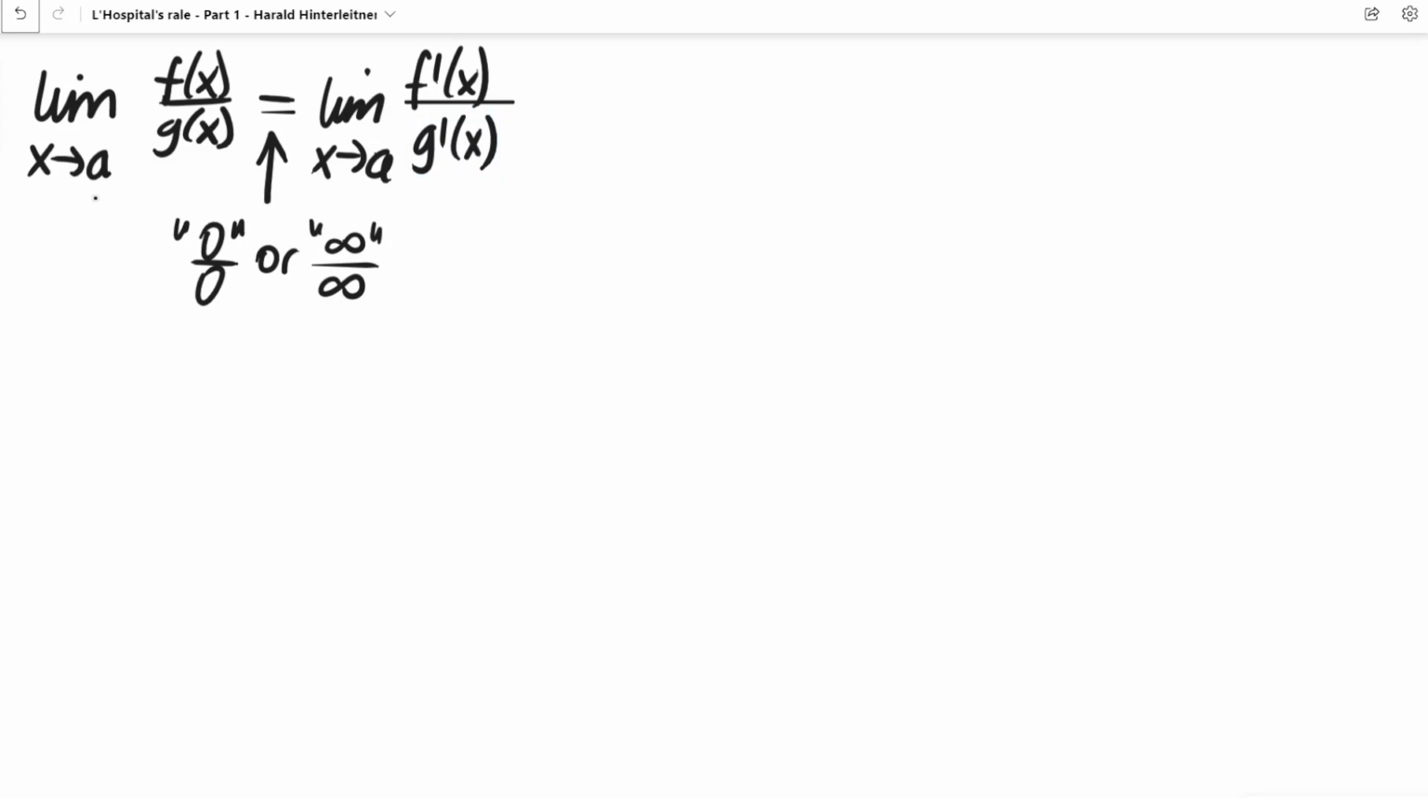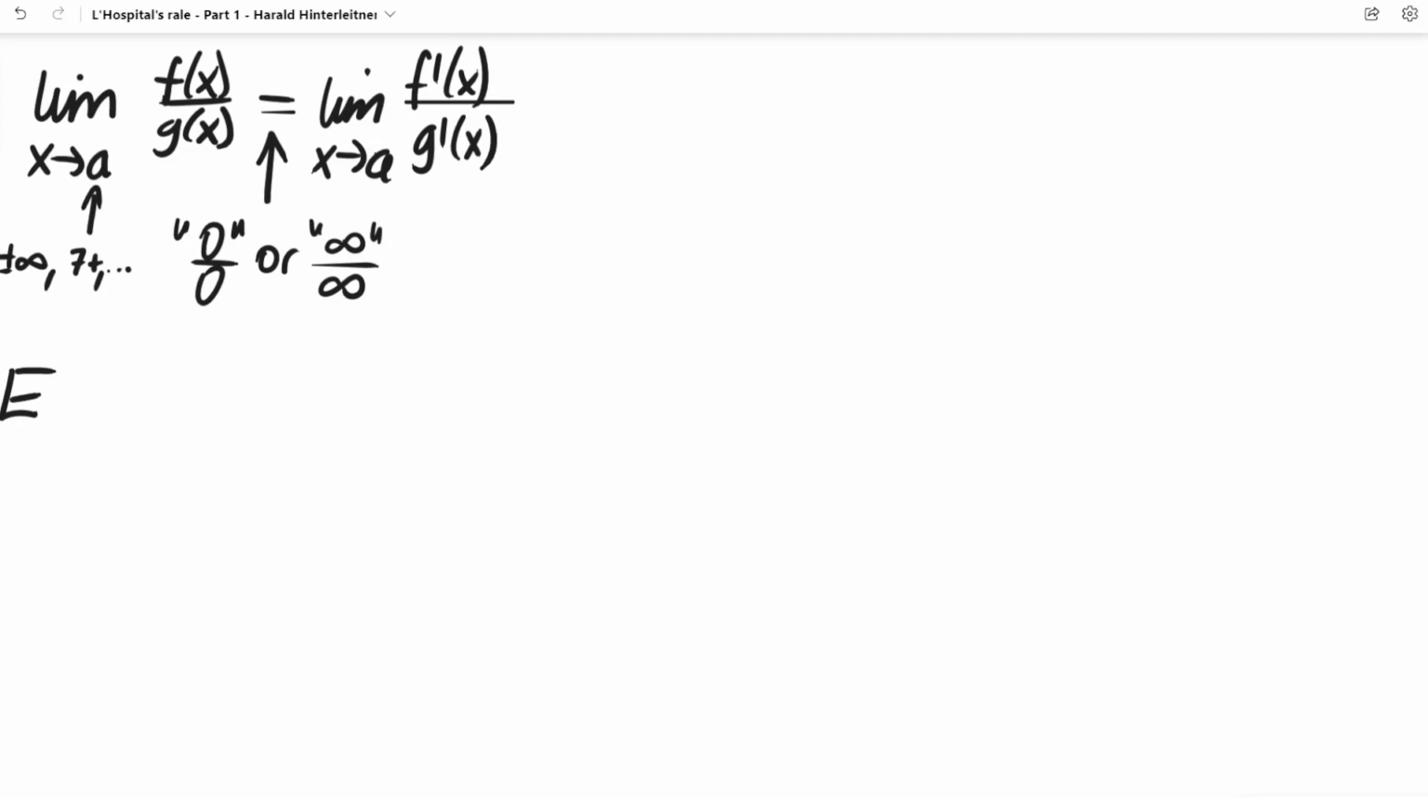What else I have to mention is this a can be numbers, but it also could be plus or minus infinity, or it could be right or left limits, like let's say you go to 7 from the positive side, so-called one-sided limits, or also from the negative side, so left limits.